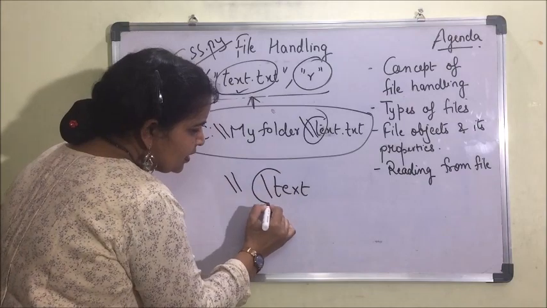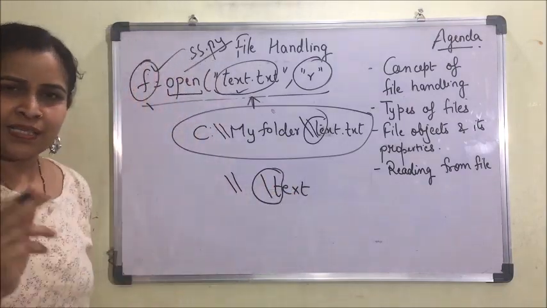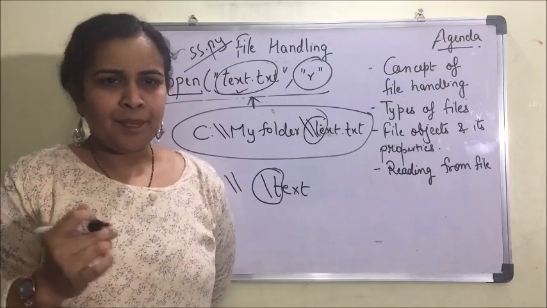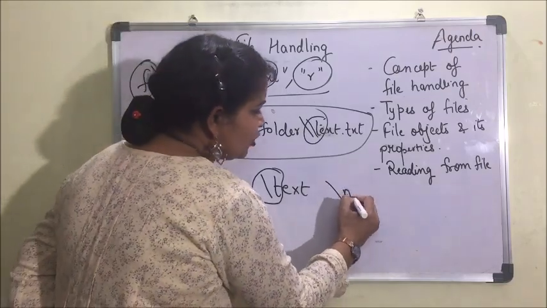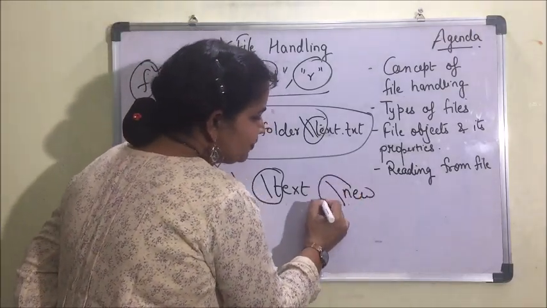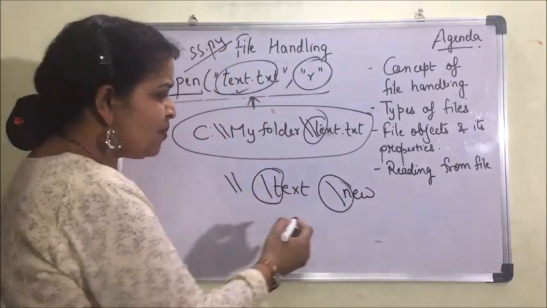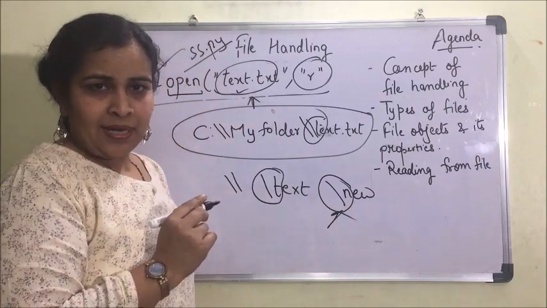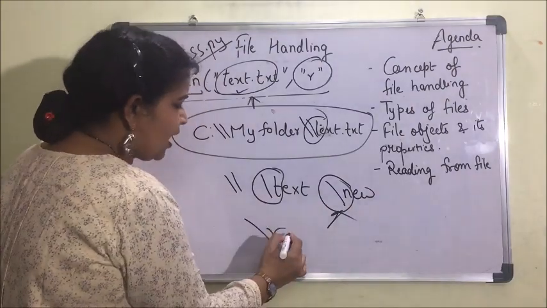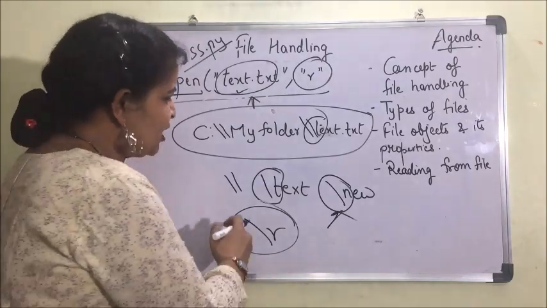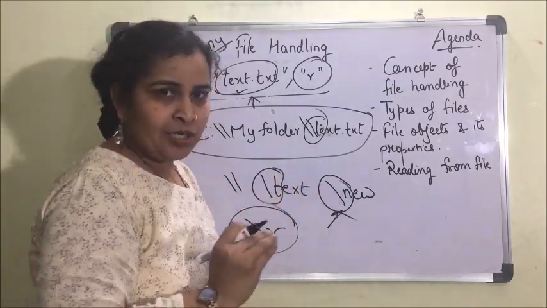In this case, this \t will be considered a special character, that is, tab. Similarly, suppose I have written \nnew folder. This \n is a special character which will be identified as a new line character. Similarly, \r will be considered a carriage return. So these are special characters which have some special meaning.